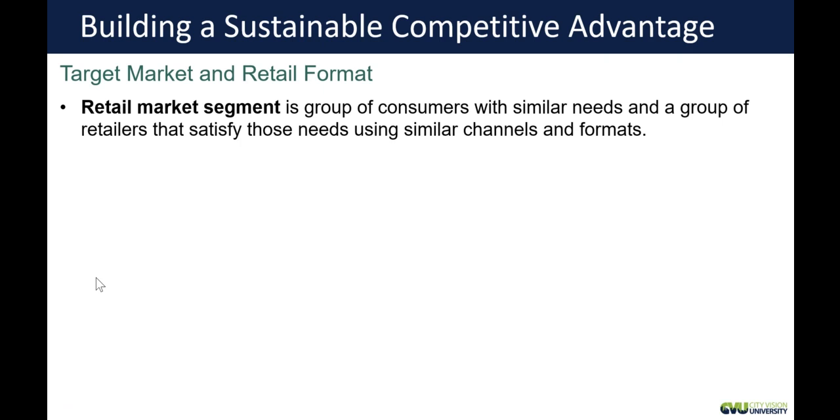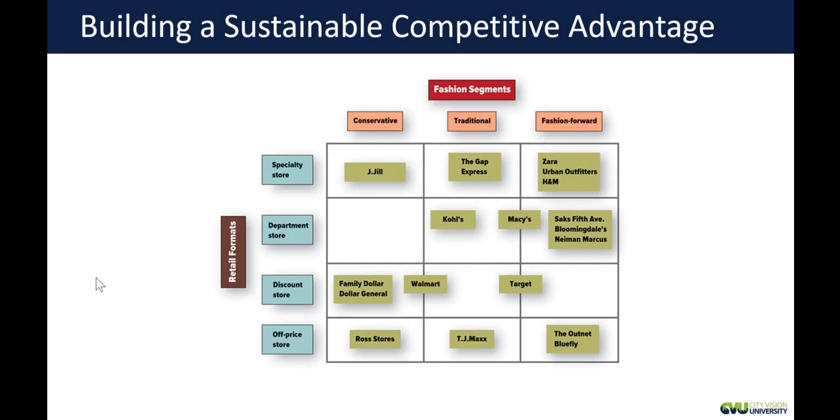So in the retail area, we have these retail market segments that we want to target. These are groups of consumers that have similar needs that we know we can meet using various channels and formats. We know how to do this. And so our goal then is to build a sustainable competitive advantage, which is how do we meet the needs of those consumers over and over again in a way that's sustainable.